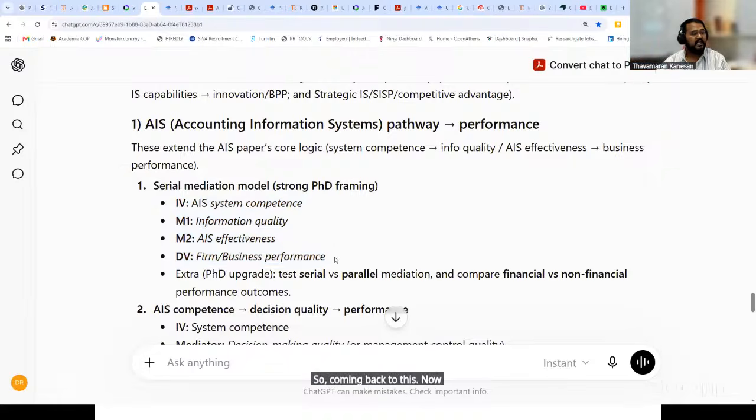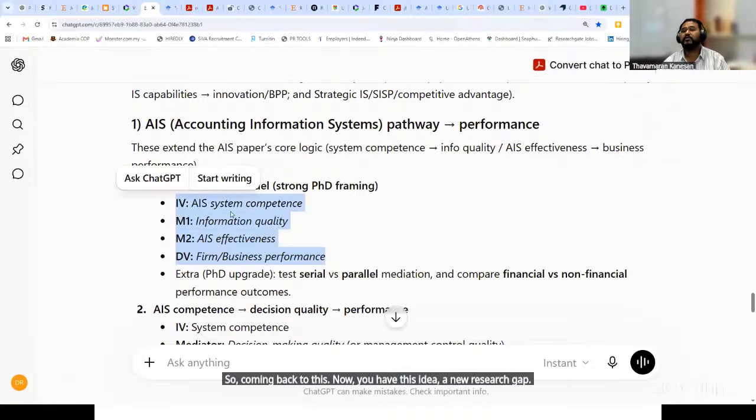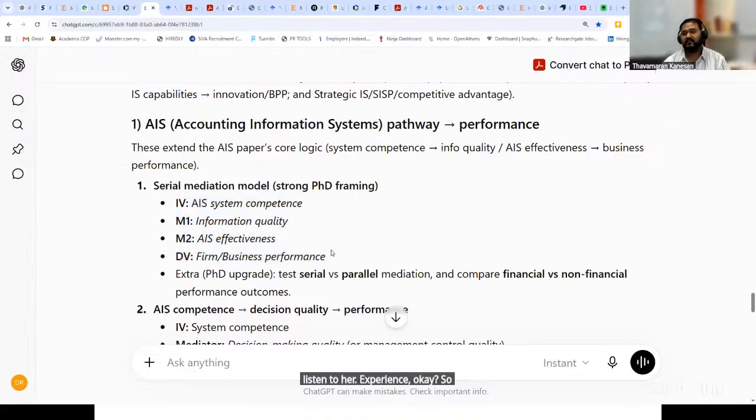So coming back to this. Now, you have this idea, a new research gap. What do you guys do next? SPSS can. SPSS, Smart PLS, no problem. You can buy. Turnitin is very dangerous. See, Dr. Azwati, listen to her, experience. But I don't say much. It's up to you guys. But SPSS, NVivo, Smart PLS, this one, no problem.